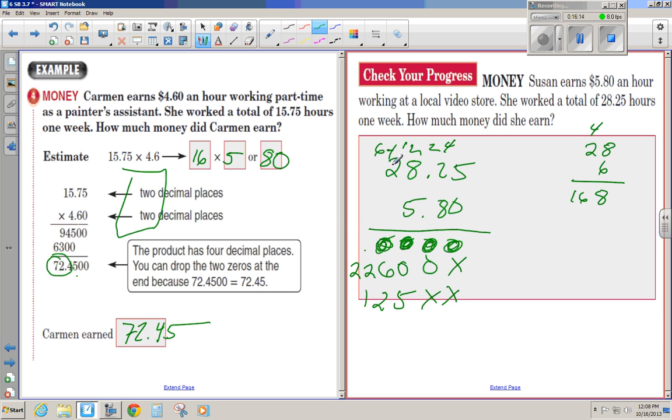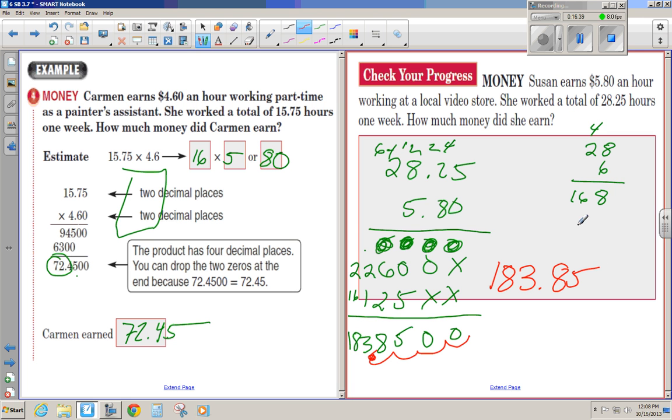That's 10, 16. So 0, 0, 5, 8, 3, 8, 1. And there are 4 decimal places. So 1, 2, 3, 4. We're looking at about $183.85, which is pretty reasonable. That's how much they made.